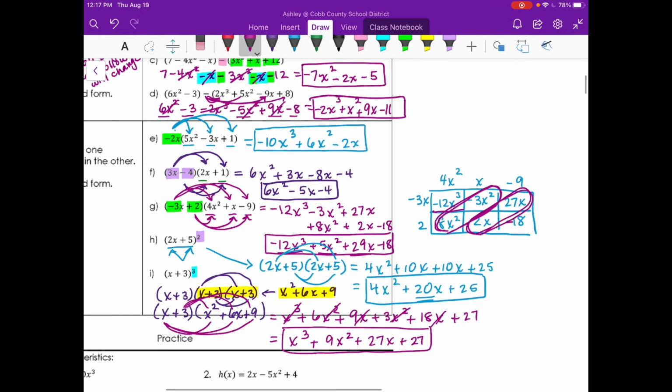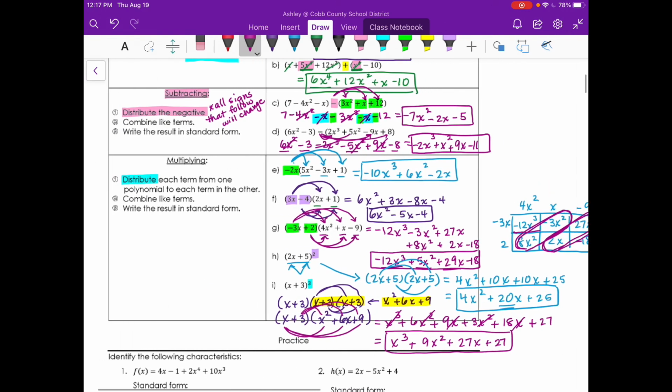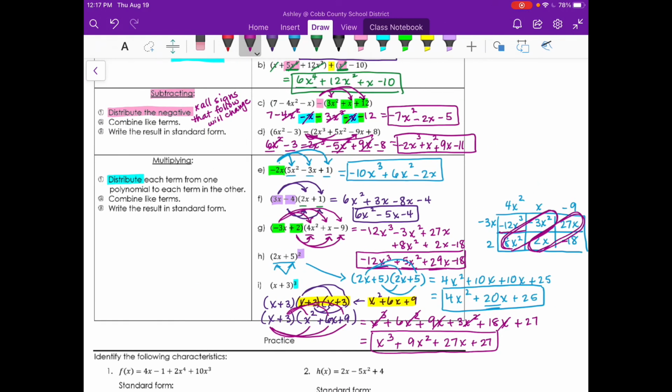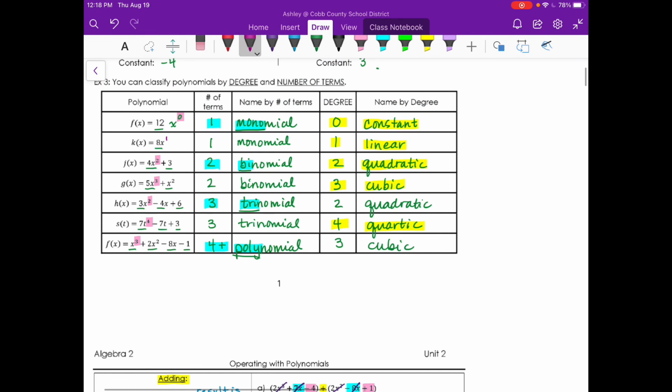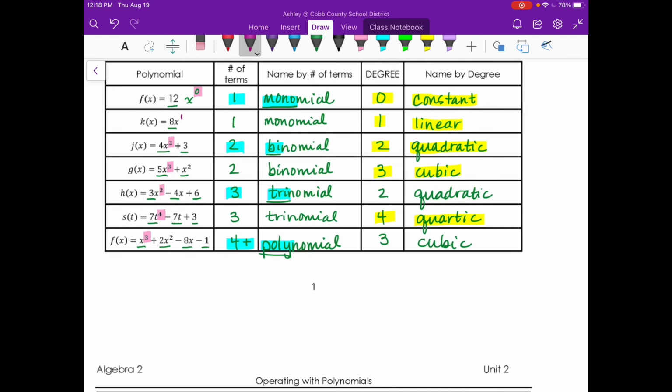Okay, so that's operating with polynomials. I don't think it's new to most of you, but it's always good to practice. Common errors are forgetting to distribute the negative, that's a big one. Changing the exponents when combining like terms. Then also it seems that students have a hard time memorizing these degree and number of term names. So just practice that over the next couple of days and make sure that you have those memorized.